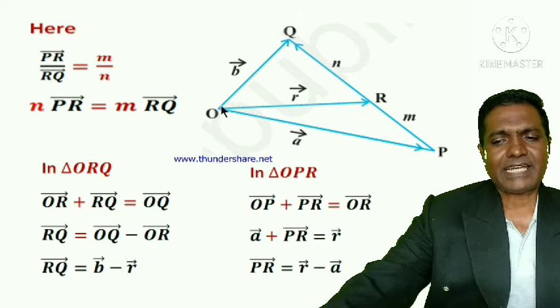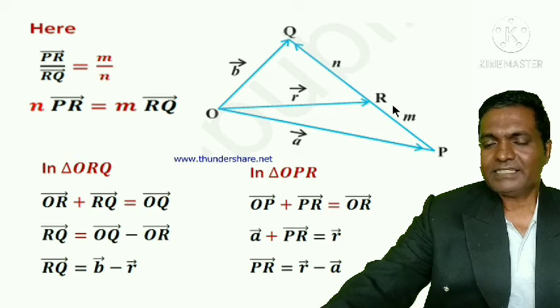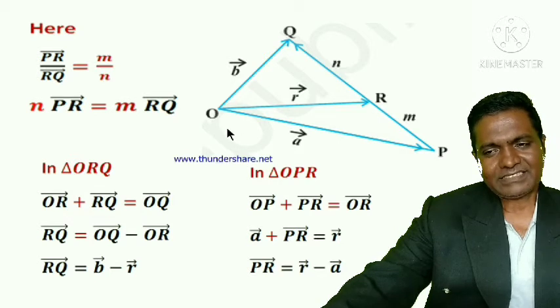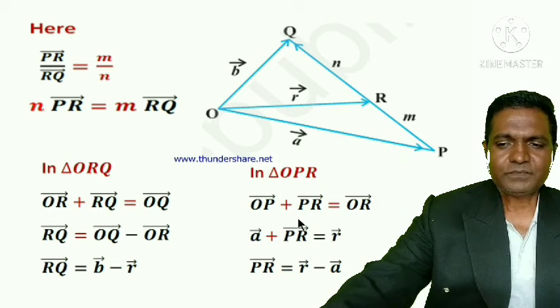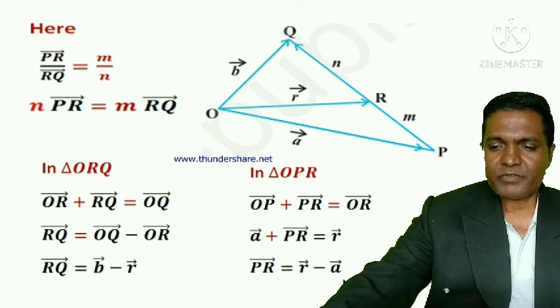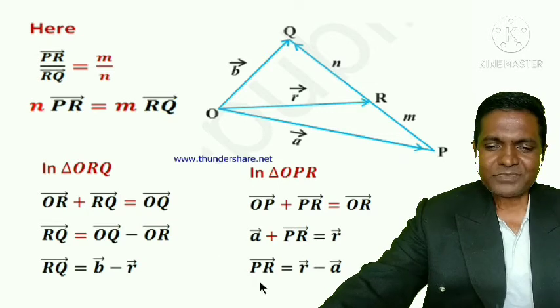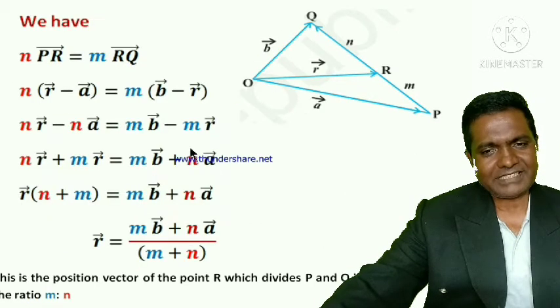Similarly, look at triangle OPR and again apply the triangle law of vector addition. Here OP plus vector PR is equal to vector OR. We require PR, so PR is equal to vector OR minus OP, that is vector R minus A. The rest of the thing is very simple. Substitute these two quantities in this expression. Let's see what will happen.